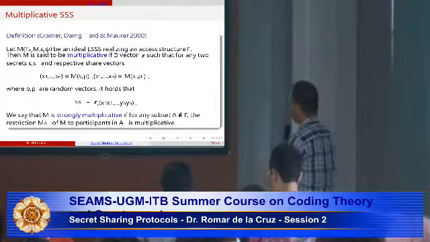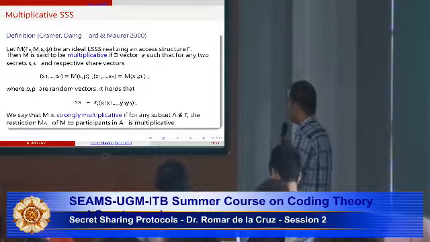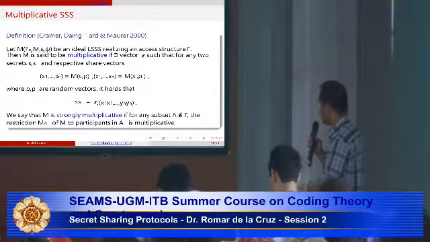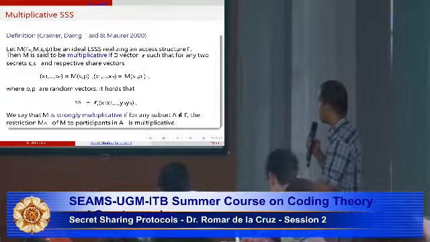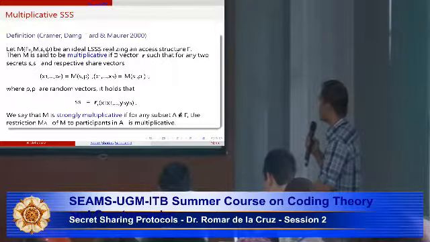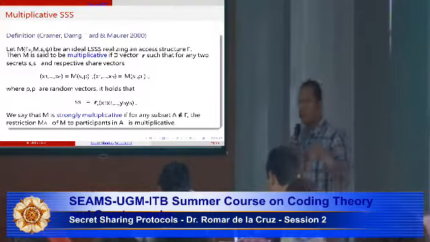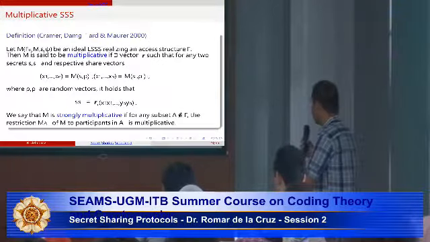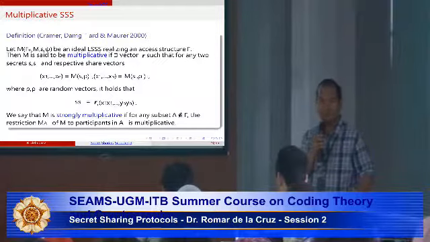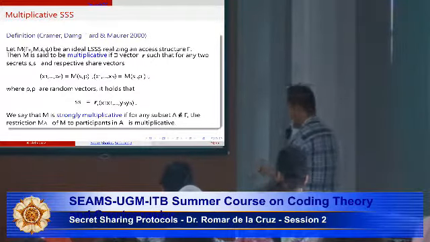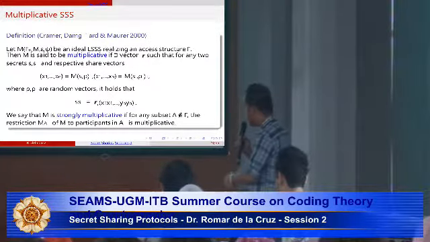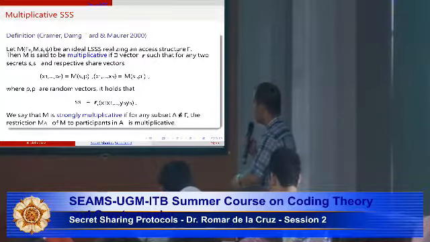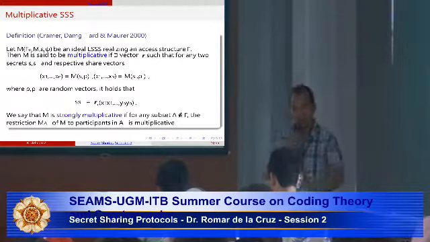So we say that a scheme is multiplicative if it satisfies this property. This means that the product of the secrets is a linear combination of the product of the corresponding shares. This one is inner product. So that's what we mean by multiplicative. The product of the secrets can be computed as a linear combination of the product of the corresponding shares.